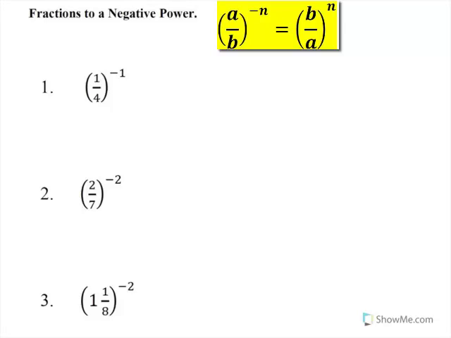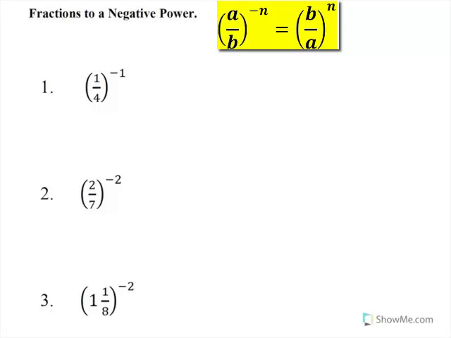This time you'll get a chance to have a go at some questions using the rule which I've written at the top. A over b to the power of negative n is equal to b over a to the power of n. If you'd like to pause whenever I get to each set of questions, have a go at the questions and come back and check your answers, okay?